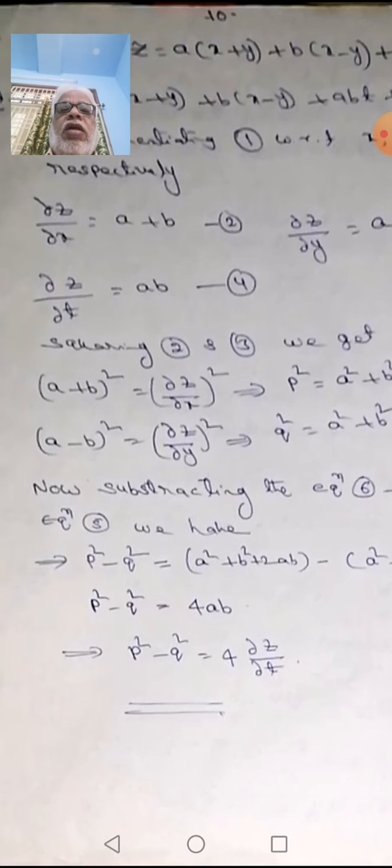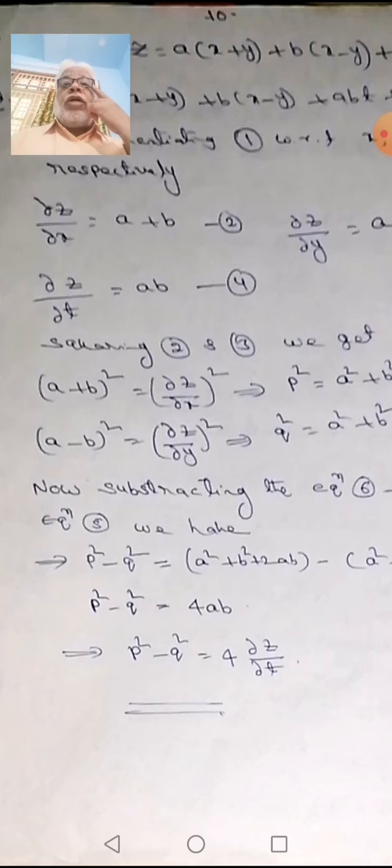So what is ∂z/∂x? ∂z/∂x is differentiating z with respect to x. The equation is ax plus ay plus bx minus by plus abt plus c. So ∂z/∂x: where are the x terms? That is ax plus bx, which means a into 1 plus b into 1. The remaining terms all become 0 because this is partial differentiation.